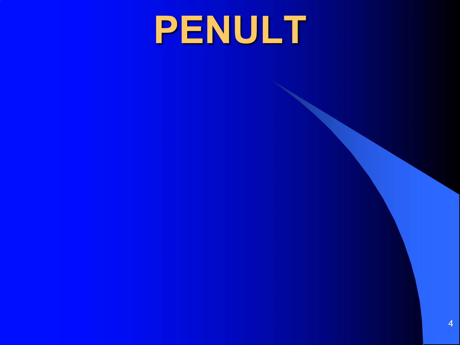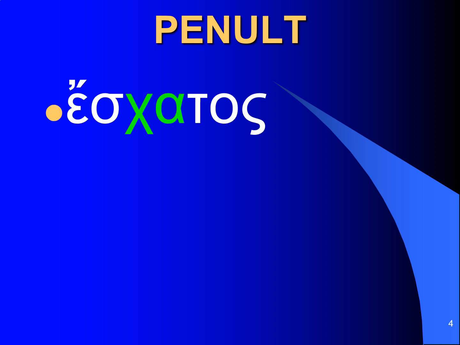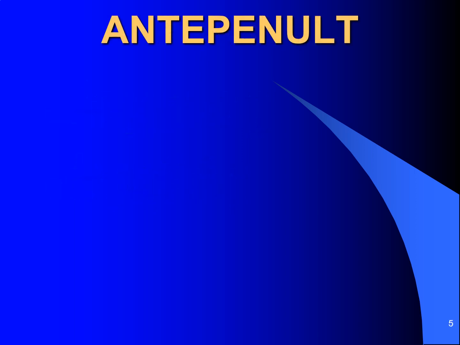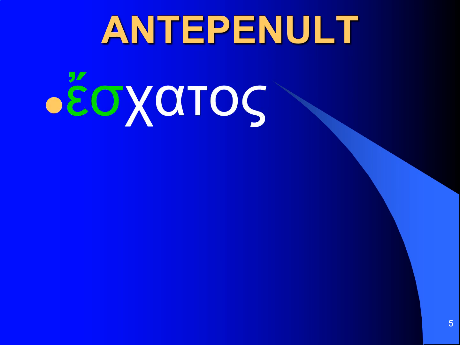The next to last syllable is called the penult. So in these same 2 words, we have eschatos, and now we have the cha, which is the penult, and again the tos was the ultima. And agathos, the ga is the penult, and the thos is the ultima still, of course. The third syllable from the end is called the antepenult. The antepenult in our word eschatos is that first syllable in this particular word, the es. The cha, of course, is the penult, and the tos is the ultima.